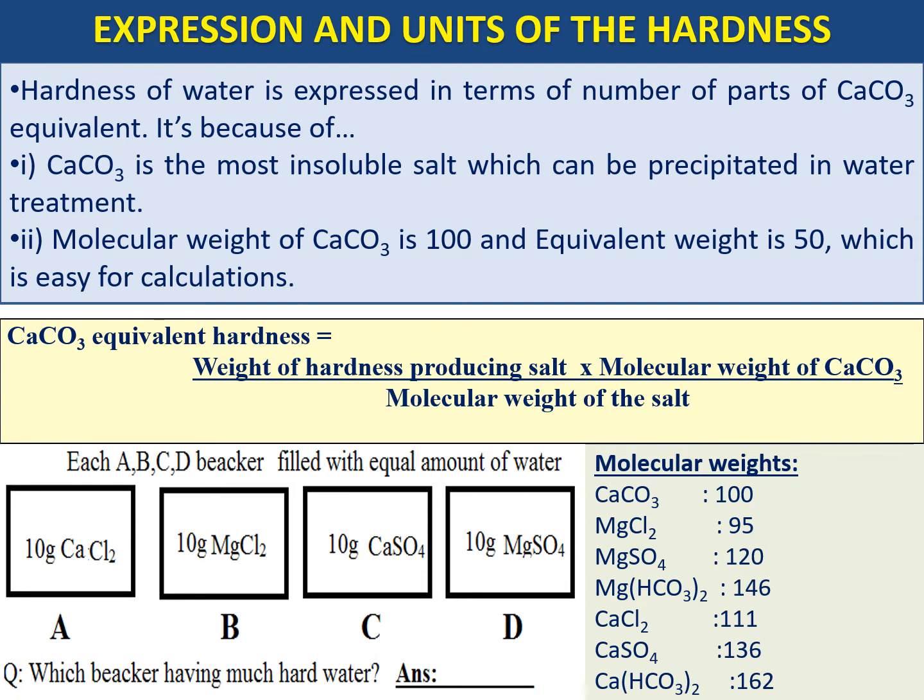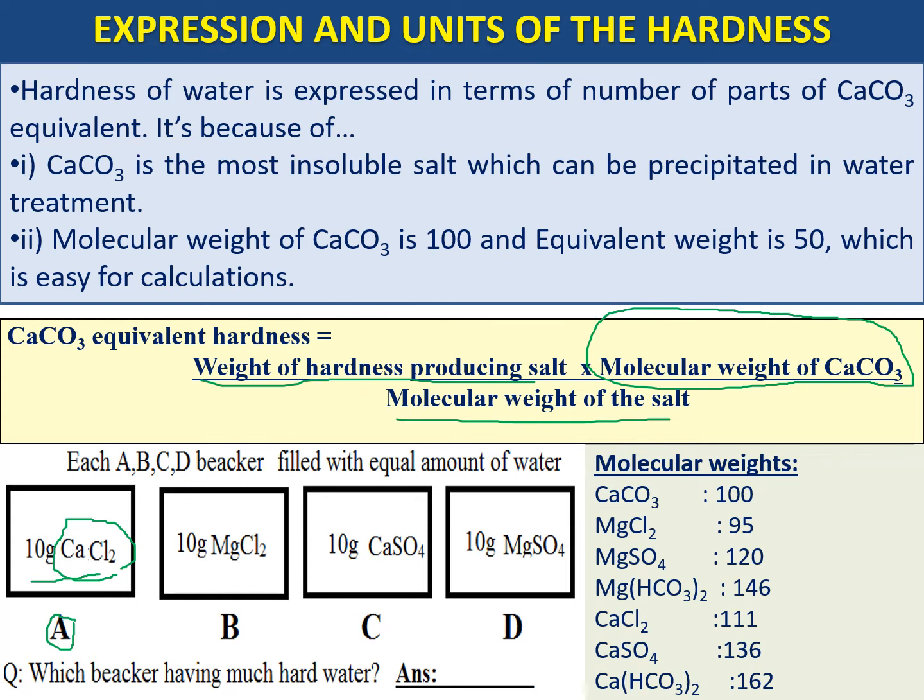molecular weight of hardness producing salt. That means weight of hardness causing salt by molecular weight of hardness causing salt, into molecular weight of CaCO3. The molecular weight of CaCO3 is equal to 100. For example, if you observe beaker A containing 10 grams of calcium chloride, here calcium chloride is responsible for hardness. That's why 10 grams is the weight of hardness producing salt.